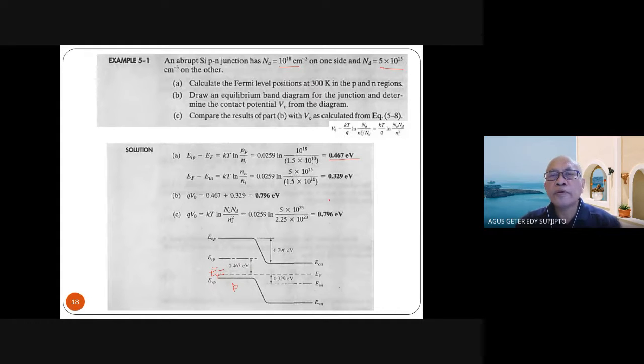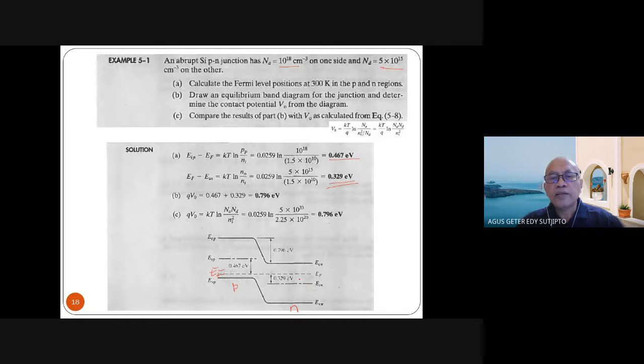So we have 0.467 electron volt, and then for the other, N type, we have EF minus EI. EF is higher than EI, because EI is the middle and EF is close to the conduction band. So then we can have, by calculation from the number of donors and acceptors, 0.329 electron volt, EF minus EI.